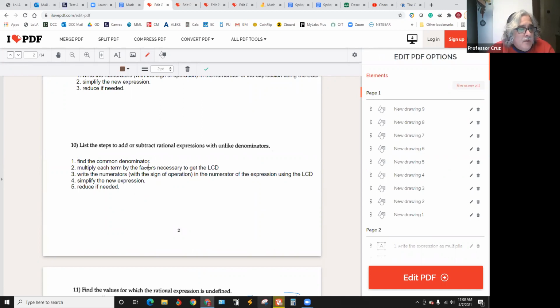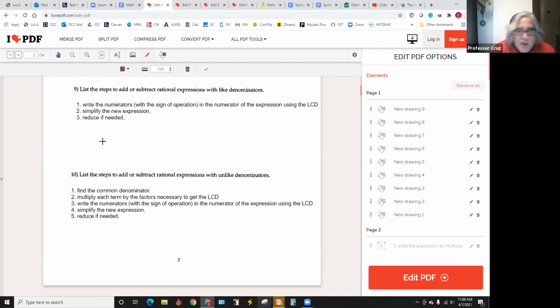But with binomials and trinomials and all that, it's really necessary to factor in order to see the common denominator. And then once we get that, we multiply each term by the missing factor, and then we go up here and do this. Write the numerators over the common denominator with the sign that's in between over the LCD, and then just simplify and reduce.